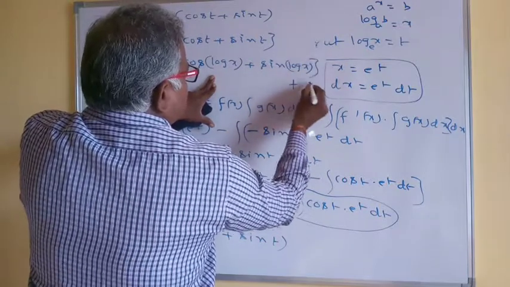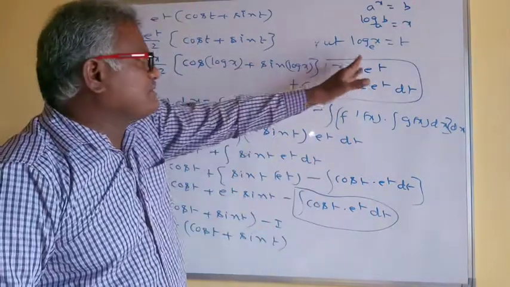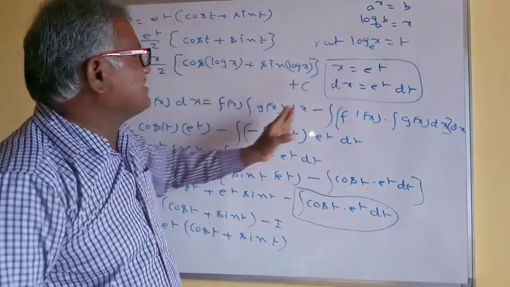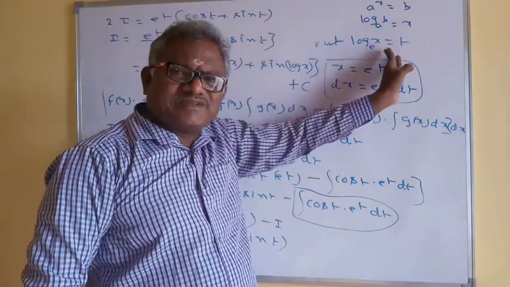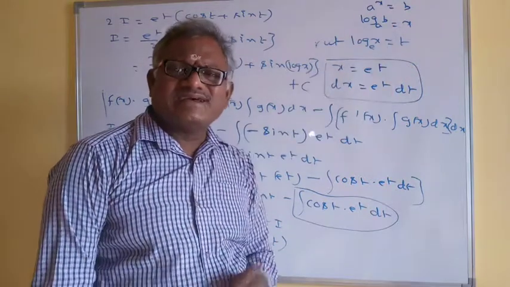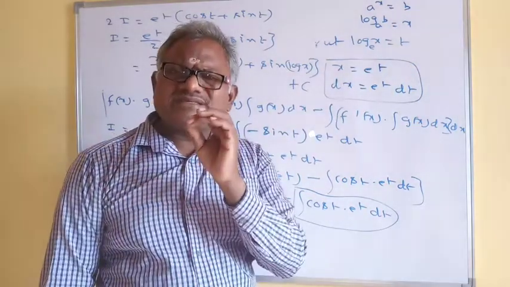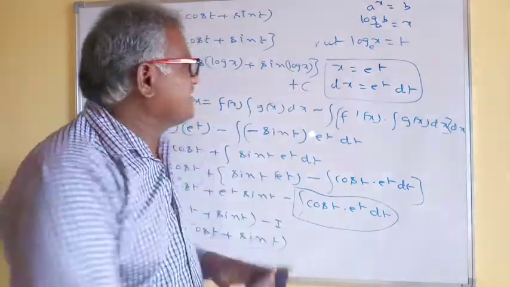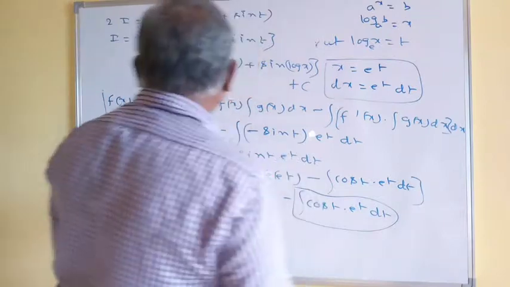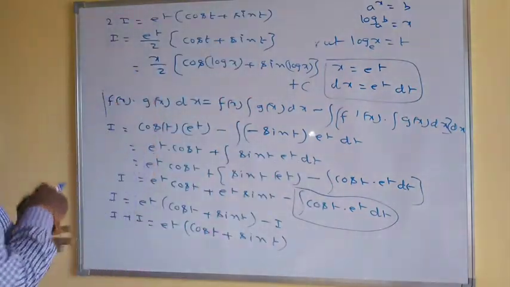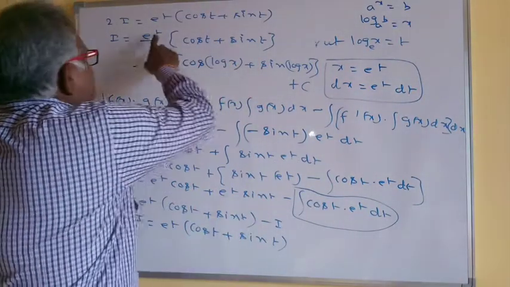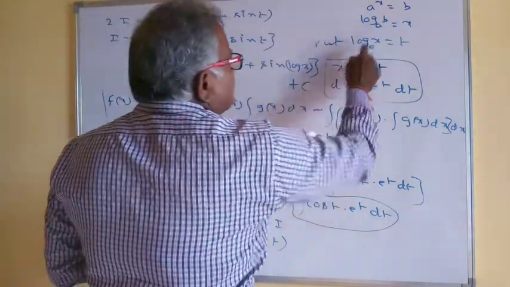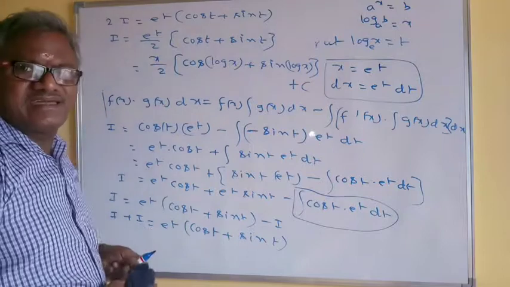Plus c. For the sake of simplicity, you don't have to mention base c here. In calculus, always for logarithm functions, base must be e. So this is the solution for this one. So finally, in place of e power t we put x, and in place of t we put log x. Okay. Next.